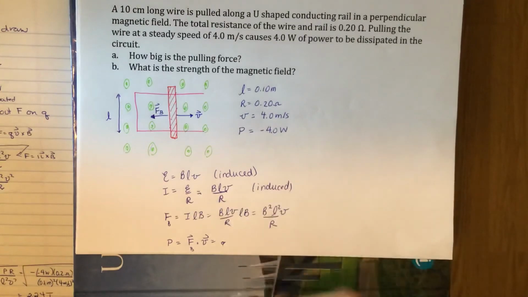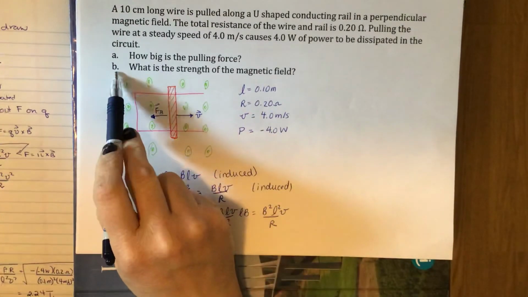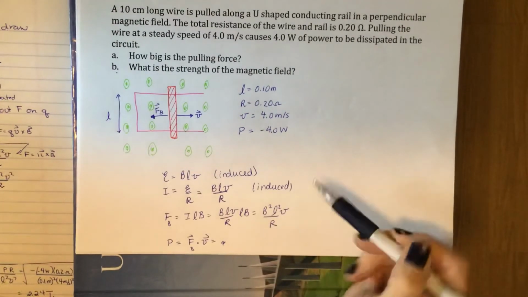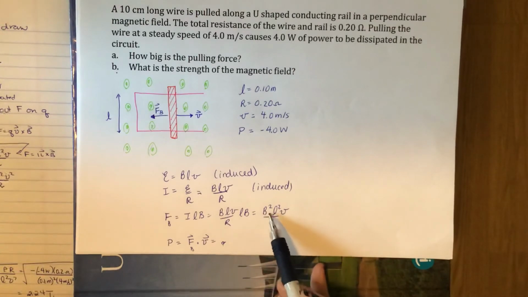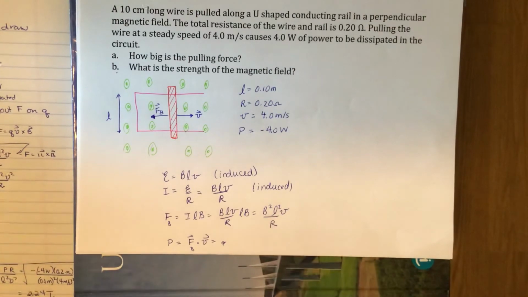Okay, so we set up the problem first and then we got to our answer. The next part, what is the strength of the magnetic field? Well, we can come back to that power expression. Power is force times velocity, and force is B squared L squared times V over R. So we can put those things together.